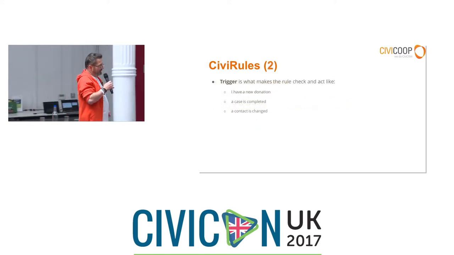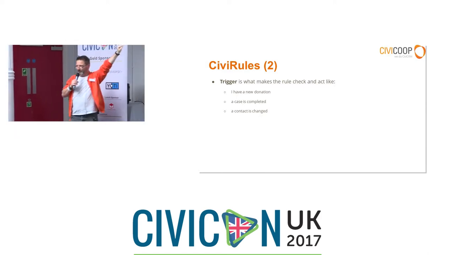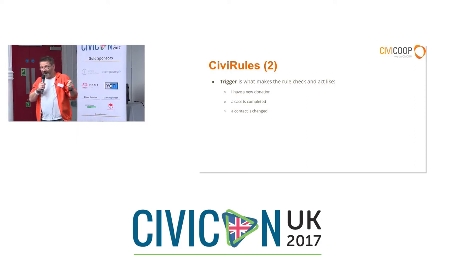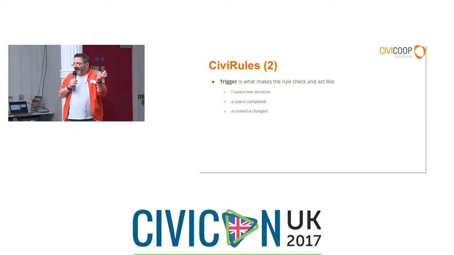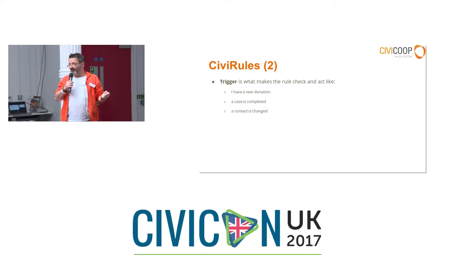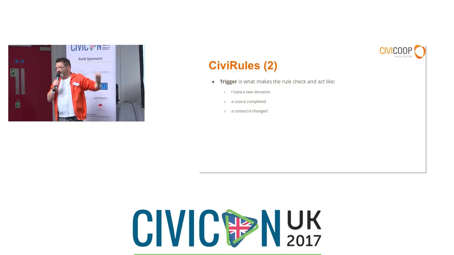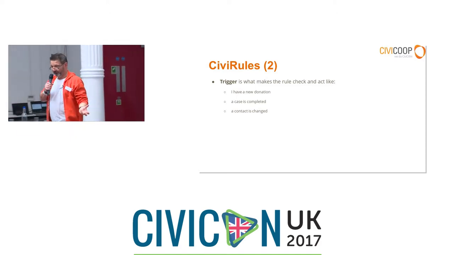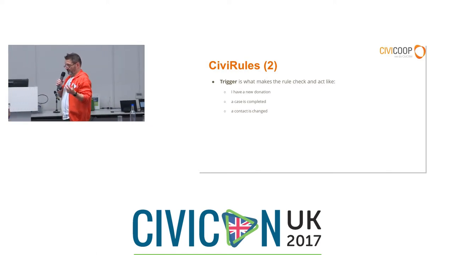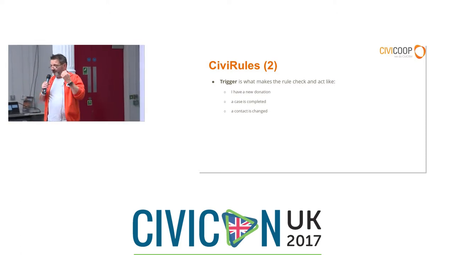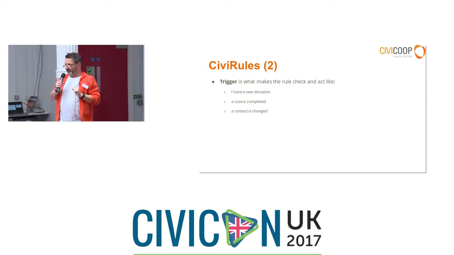Okay, CiviRules works on three basic principles: a trigger, a condition, and an action. The start is the trigger. The trigger is something that makes the rule check and do something. Usually it's something that happens within CiviCRM. So it's stuff like, I have a new donation, or a case is completed, or a contact has changed, or a contribution has changed. Whenever that trigger happens, CiviRules will start to check a couple of conditions, and if the conditions are met, it will automatically process an action.